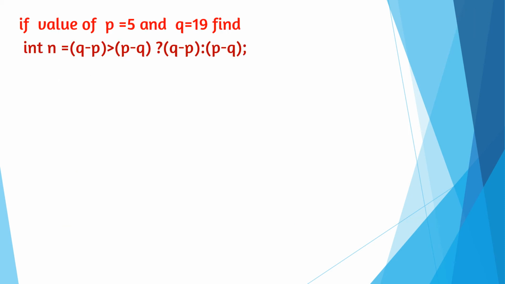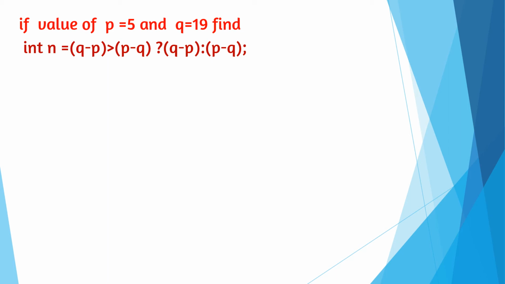Some more questions we can analyze. If the value of P is 5 and Q is 19, find int n is equal to Q minus P greater than P minus Q. We have to analyze and find the answer. If the condition is true, question mark, Q minus P will be the answer, otherwise P minus Q. So now we can find the answer.